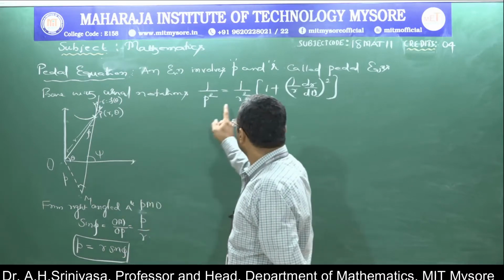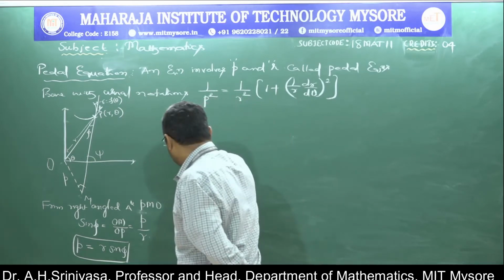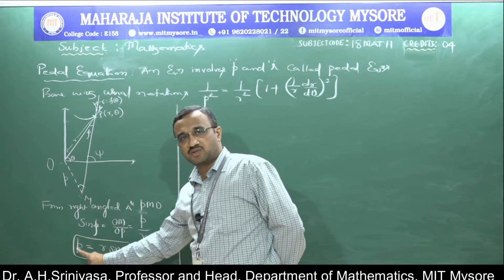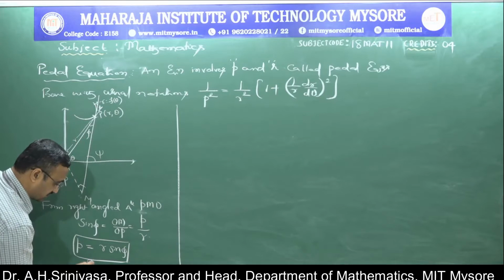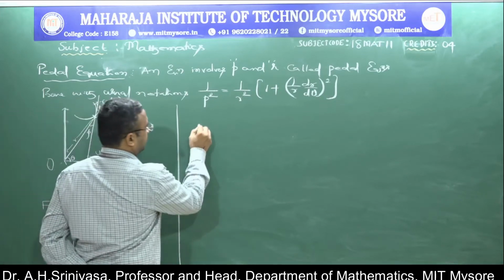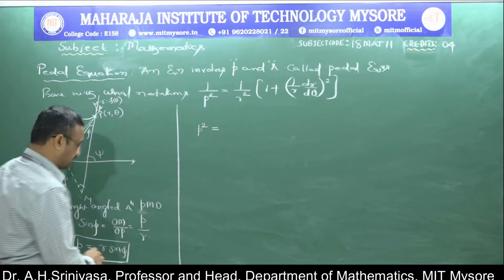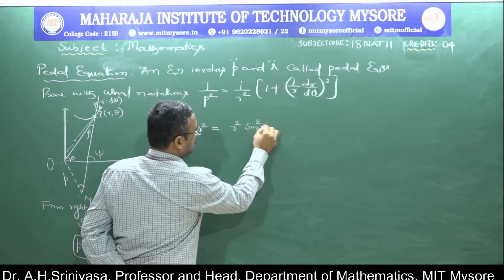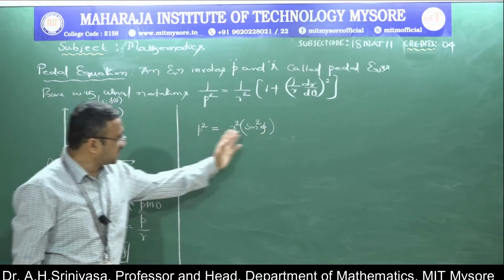So now I am going to prove this one. Squaring on both sides. What do we get here? p square equals r square sine square phi. Now the squared term is obtained.